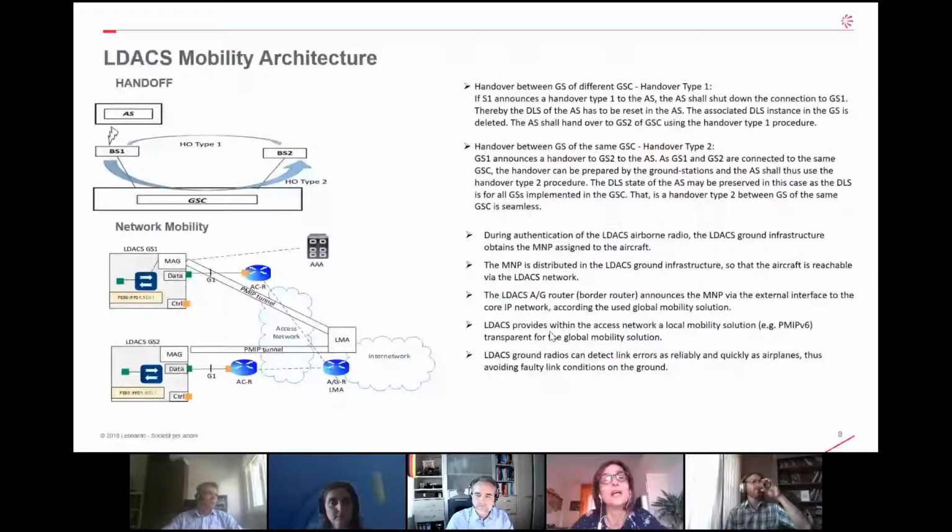One of the most important features, together with security, that this new architecture shall support is related to mobility. Two kinds of mobility are supported by LDACS to ensure that no data will be lost during the communication. The first one is related to handover, and the second one is related to network mobility.